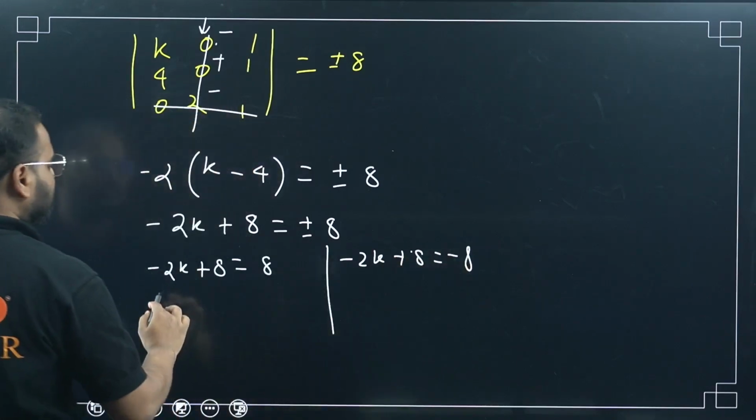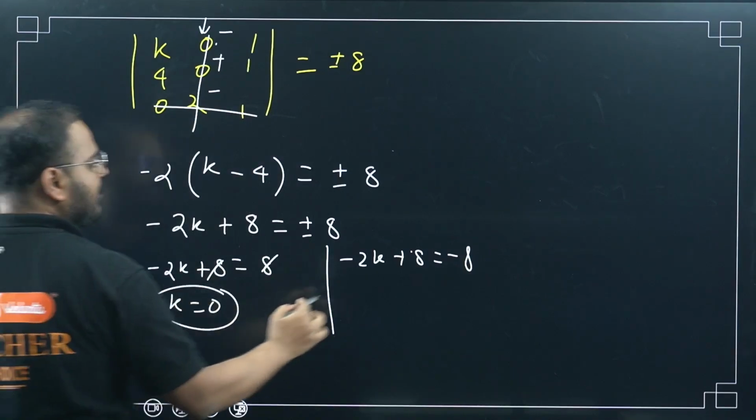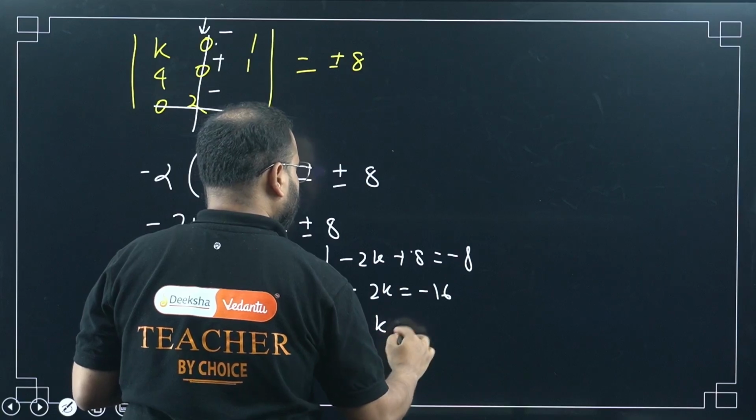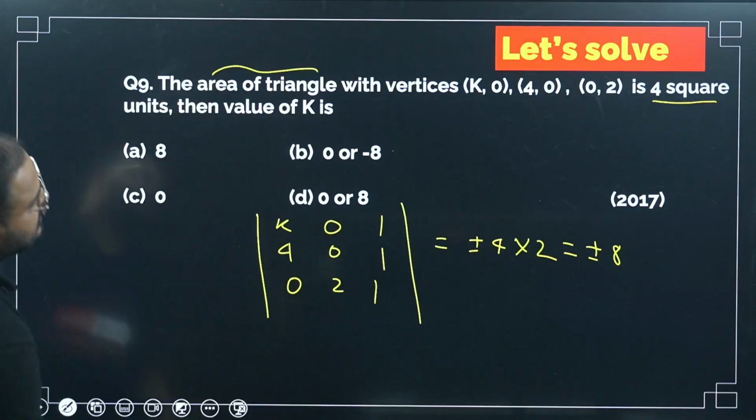Please check here. This will become 8 and it will cancel. This will be k equals 0. Over here, minus 2k will be equal to minus 16, so k equals plus 8. So the answer is 0, 8. The answer is 0 or 8.